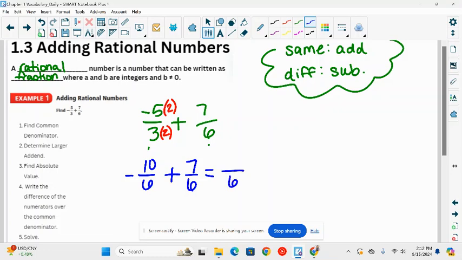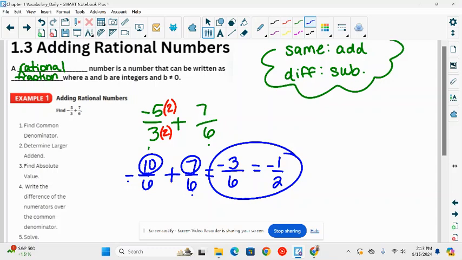Okay, now we're into adding. Well, we have to think about it. I have a negative and I have a positive. So if we have different signs, what do we have to do? Subtract. So 10 minus 7, 3. What's my sign going to be? Negative. Why is it negative? Because the negative number is bigger. The 10 is bigger than the 7. Is 3/6 equivalent to something? Yes, 1/2. So the answer is equal to negative 1/2. Either one of those is correct.